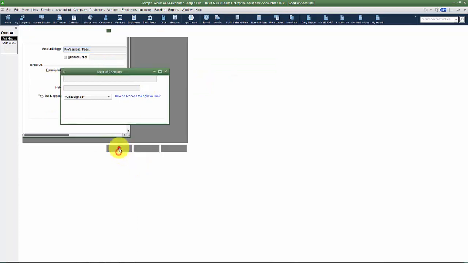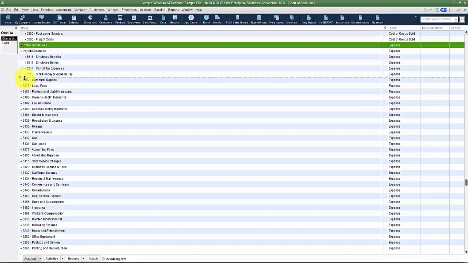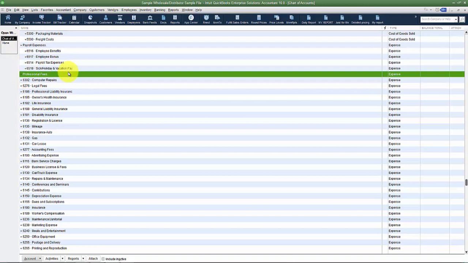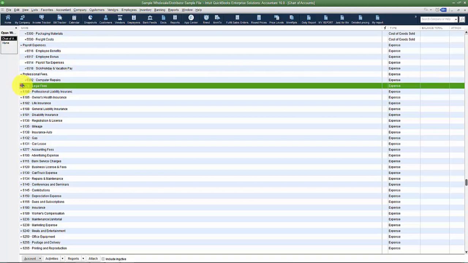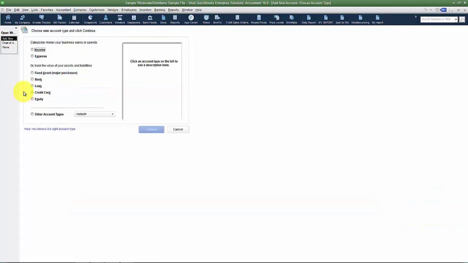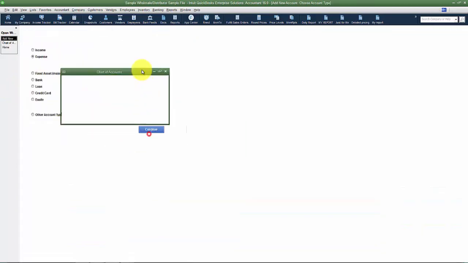All right, so I'll just put a period at the end. When you're going through this, I'd say do a first pass and get everything as closely categorized as you can, and then we're going to look at the results and make some changes from there, okay? So computer repairs, legal fees. All right, we're going to create one called insurance.